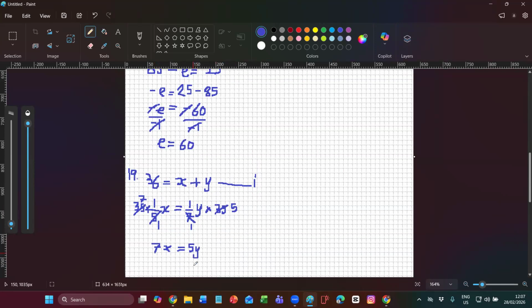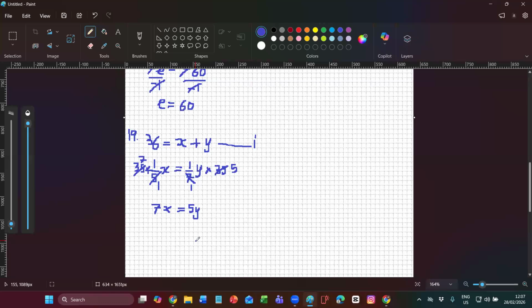Okay, so now we need to form an equation 2. Am I right? Yes. Let's form an equation. Let's make it complete. So to form equation 2, we need to bring the x and y to the same side, isn't it? Yes. So 7x minus 5y will be equal to what?